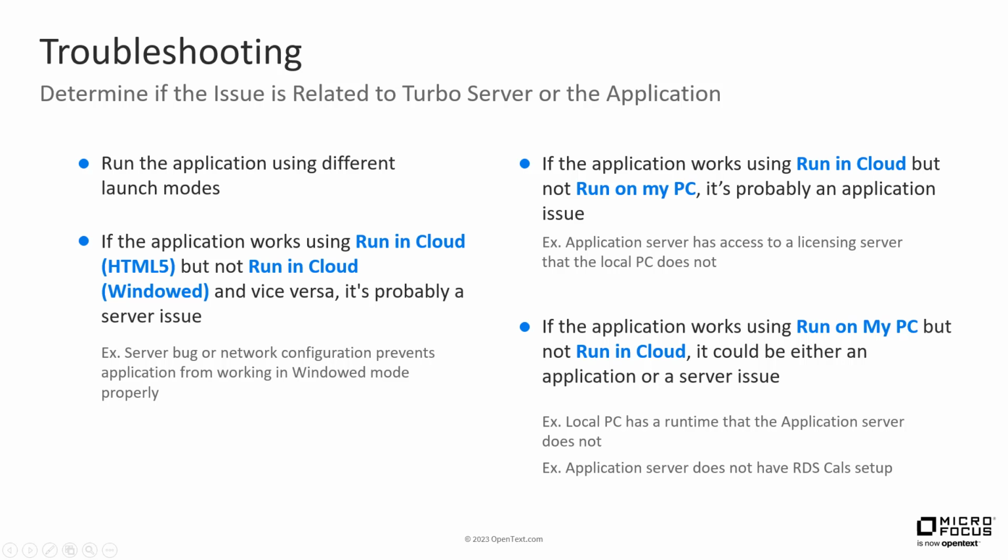Now, if the application works using run on my PC, but not run in cloud, this could be either an application or a server issue. For example, the local PC could have a runtime that the application server does not. Or alternatively, the application server might have a security setting enabled or RDS calls are not set up that block the application from running in cloud.